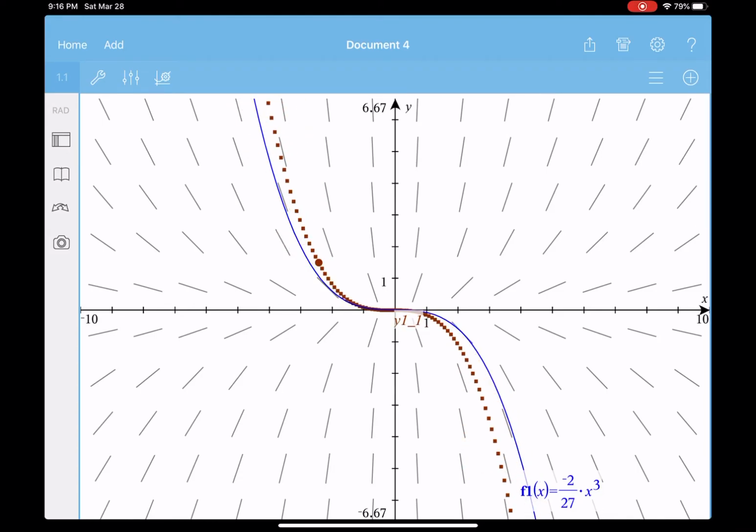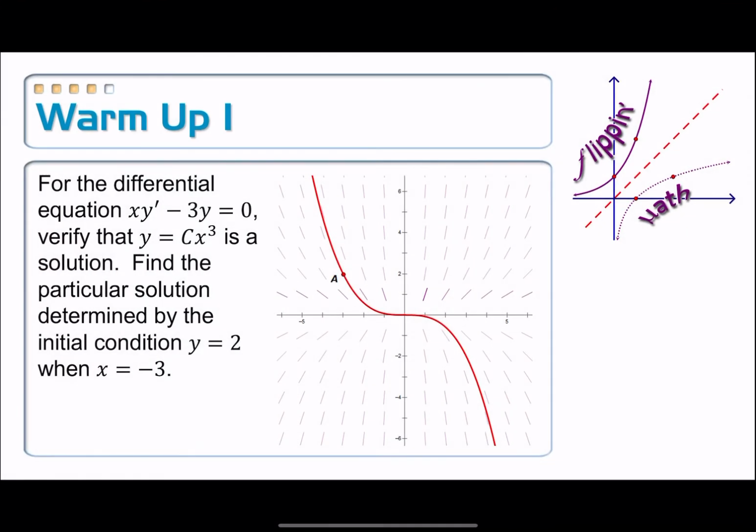When I move the thing, all right, there we go, and we can definitely verify the equation. All right, that was pretty fun. All right, let's get back to the lesson here.